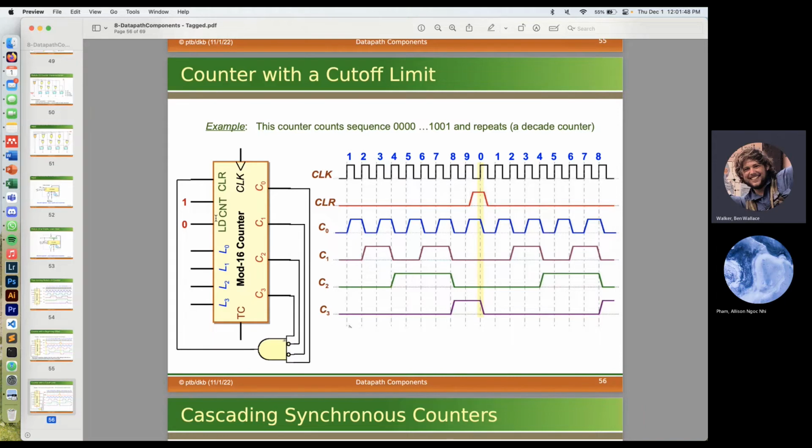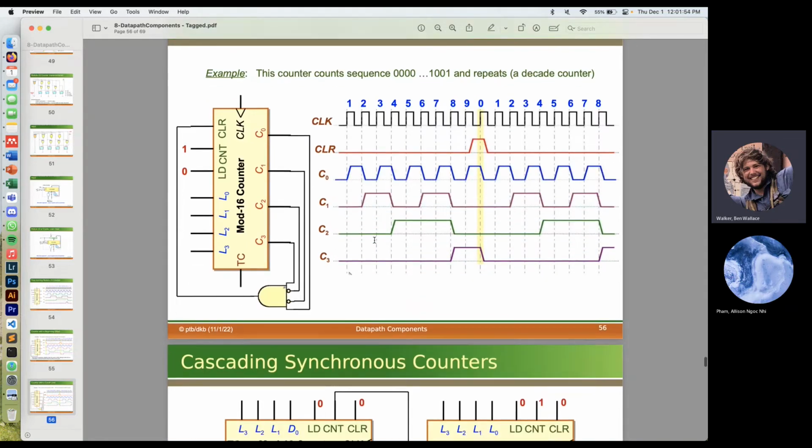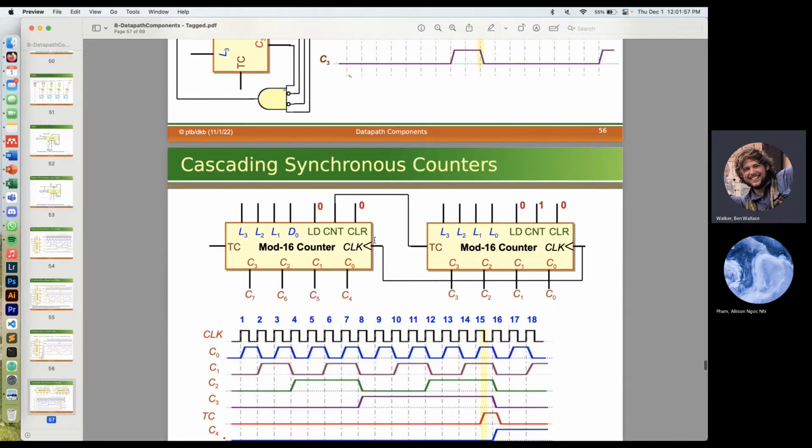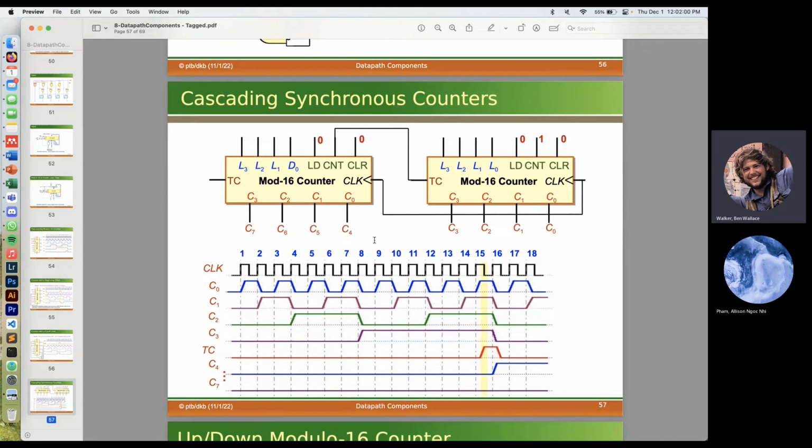If you put this back to the load signal, you could actually count between X and Y being any arbitrary numbers between 0 and 15. Okay. So you can actually sync these two things together. TC is kind of like the overflow signal. So once C0, C1, C2, C3 all become 1, the next clock cycle it counts up to 0, and TC is kind of an overflow. So once TC hits 1, it goes to the CNT of the next mod 16 counter, which allows it to begin counting. So this is a way to cascade these two counters together.